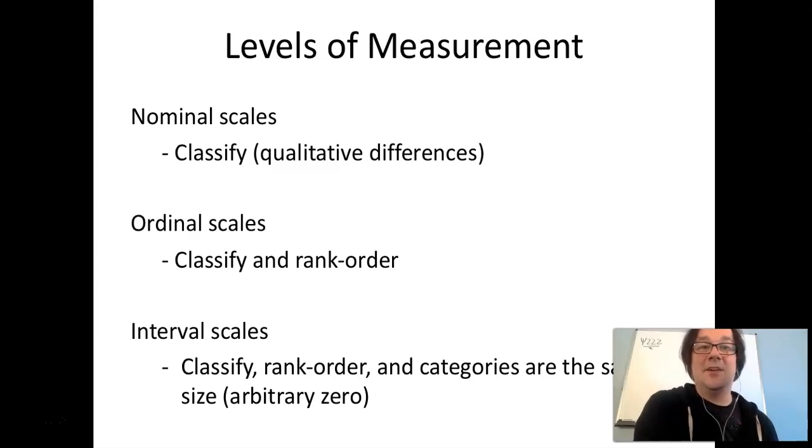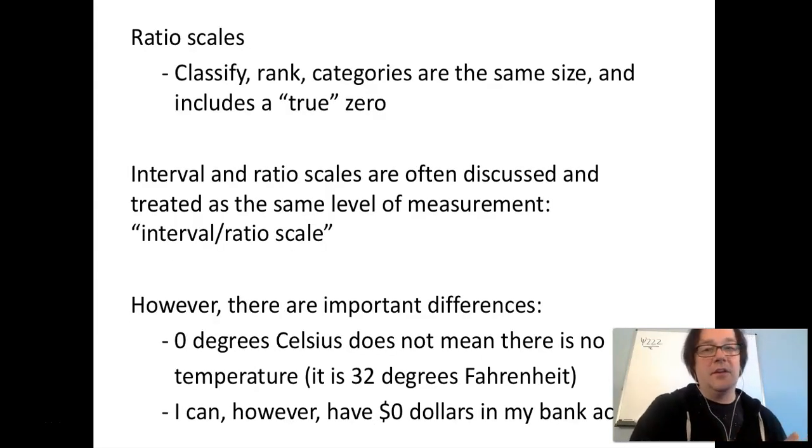Just because we say it's 0 degrees outside doesn't mean that there's a complete lack of temperature that exists, right? So it's kind of not a real 0 in an interval scale. A ratio scale, on the other hand, is almost exactly the same as an interval scale, except that when we say 0 on a ratio scale, we mean 0.